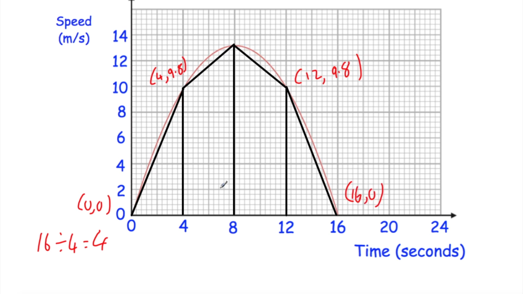And this point up here is 8 across, and it's a third little square up, so it's going to be 12.4, 12.8, 13.2. So that's 8, 13.2. Okay, so we've got our points. Now we just need to find the area of each one of these shapes.